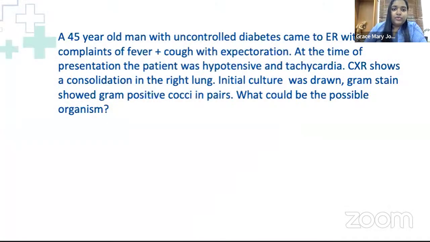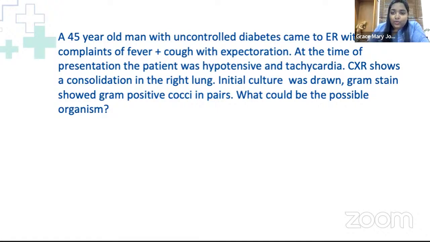So let me go through a case with you to make you understand better. A 45-year-old man with uncontrolled diabetes is coming to you in the ER with complaints of fever, with cough, with expectoration. At the time, the patient is hypotensive, he's tachycardic, and X-ray shows a right lung consolidation. The initial cultures were drawn and gram stain was done for this patient. The gram stain showed gram-positive cocci in pairs. What could be the possible organism in this patient?